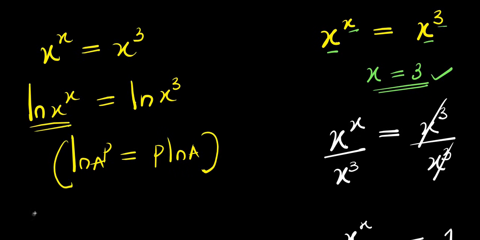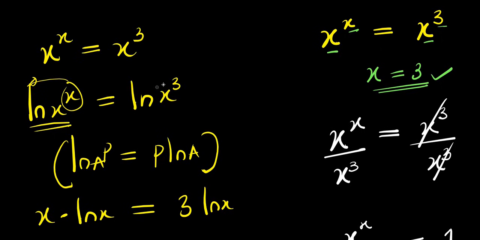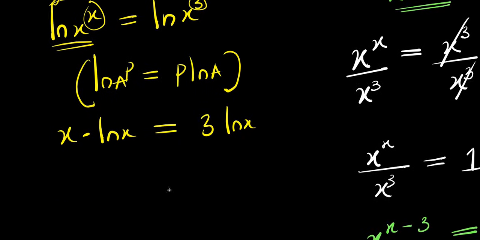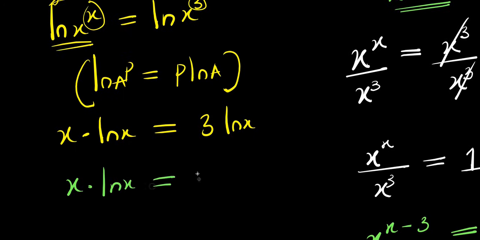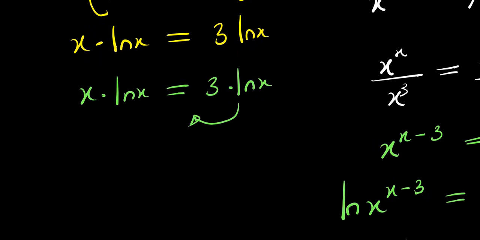So applying that here, we have x times natural log of x equals 3 times natural log of x, right? Because the x will come in front of this and the 3 will come in front of this. So what we are going to have will be x times natural log of x equals 3 times natural log of x. Now I'm going to move this over here and it becomes negative. I have x times natural log of x minus 3 times natural log of x equals 0.